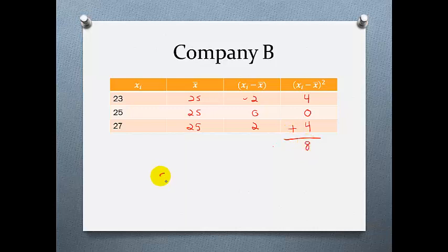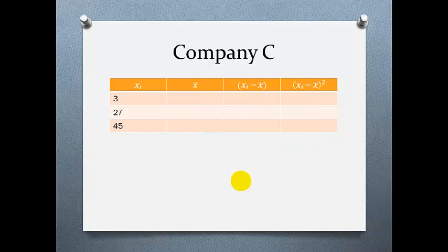So what we'll do to get our variance, s squared, we take that value we just found of 8 and divide by 1 less than the number of data values. There are 3. We subtract 1, and we get 2. 8 divided by 2 is 4. The variance of company B is 4.